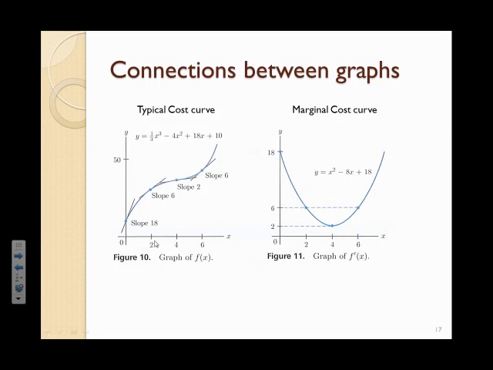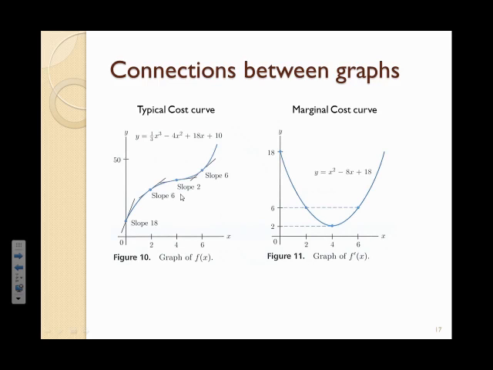Now, here's a typical cost curve on the left, and then the marginal cost curve on the right. And this marginal cost curve is made the same way. At x equal to 0, the slope is 18. So at x equal to 0, we put a dot at 18. At 2, we put a dot at 6, and so on.